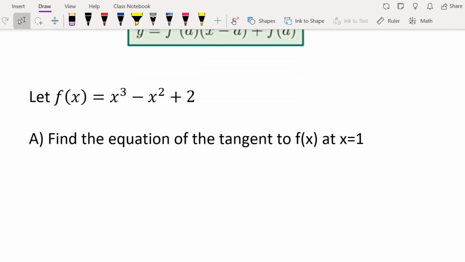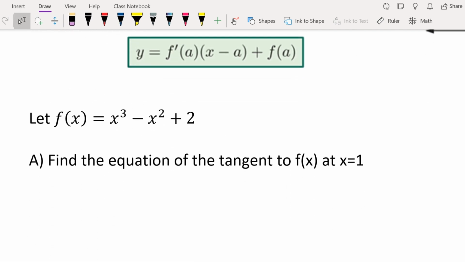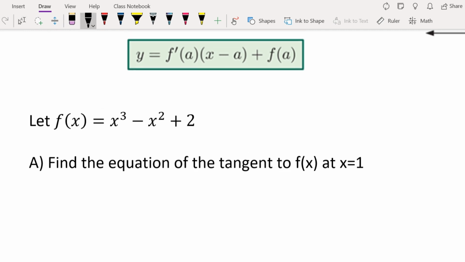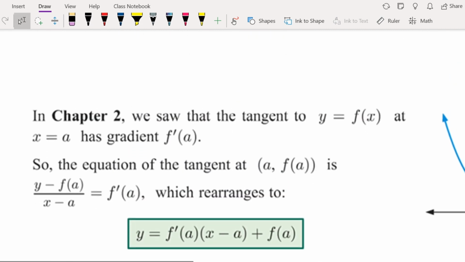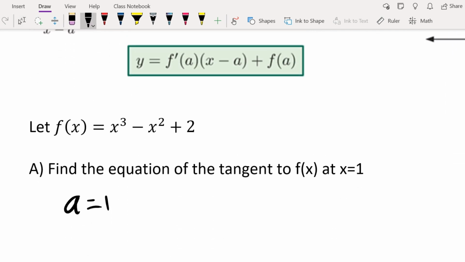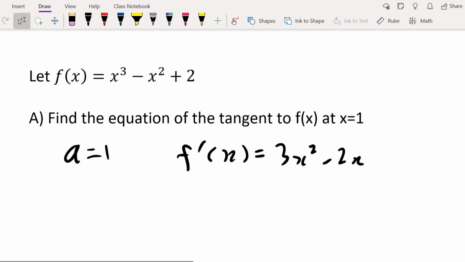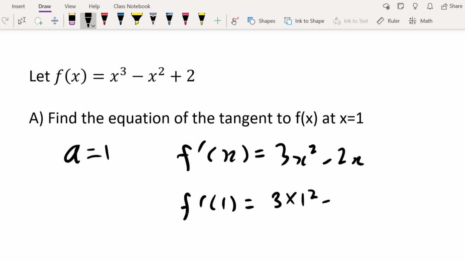So let f of x equal that. Find the equation of the tangent at x equals 1. So let's just do that. a equals 1 in this case, because we're trying to find the equation at x equals a. So in the formula above, a equals 1. f dash of x equals the derivative of this, so that's going to be 3x squared take 2x. And then f dash of 1, we're going to need as well, equals 3 times 1 squared take 2 times 1, which is 1.